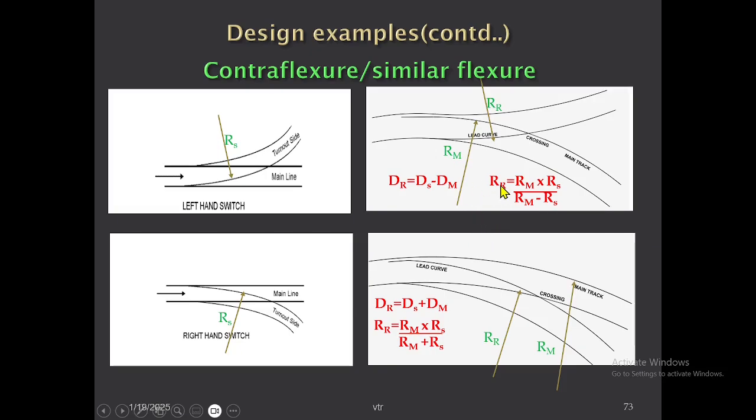Using this resultant radius, we have to find the superelevation required for the outside branch line, the contraflexure side or similar flexure side, and after that decide how much to provide to the main line. This is something about it. We will go to the worked example and see it in detail. We will be able to understand.